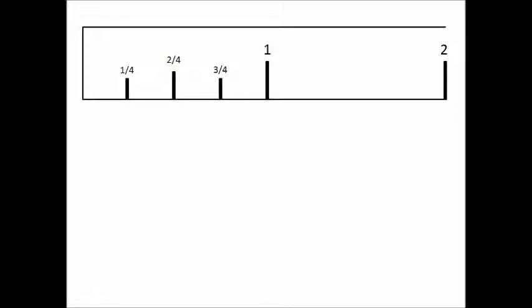1/4, 1/4, 1/4, 1/4. So 1/4 would be the first one, 2/4 would be the second one, 3/4 would be the third one, and then 1 inch. In a second, we're going to find out this can be broken into eighths, eighths of an inch. But also, 2/4 equals 1/2. So that's why the center of the ruler is 1/2.